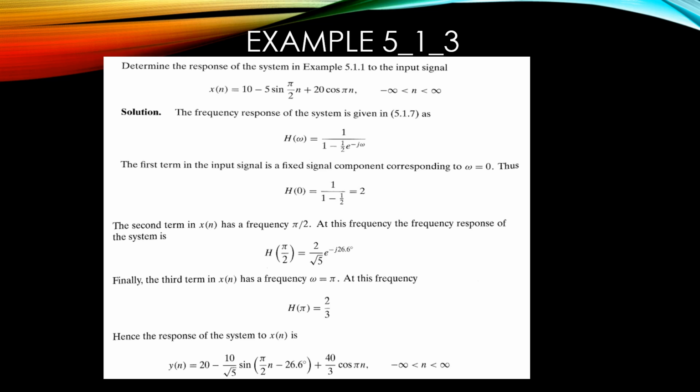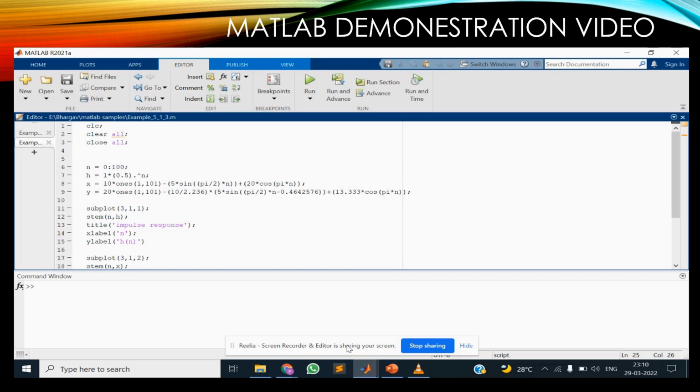Now the entire response of the system to x of n is y of n equals 20 minus 10 by root 5 sin(pi/2 n minus 26.6 degrees) plus 40 by 3 cos(pi n), in the range of minus infinity to infinity. Now we can see the 5.1.3 example in the MATLAB demonstration. Now we are going to refer to the 5.1.3 example through MATLAB.